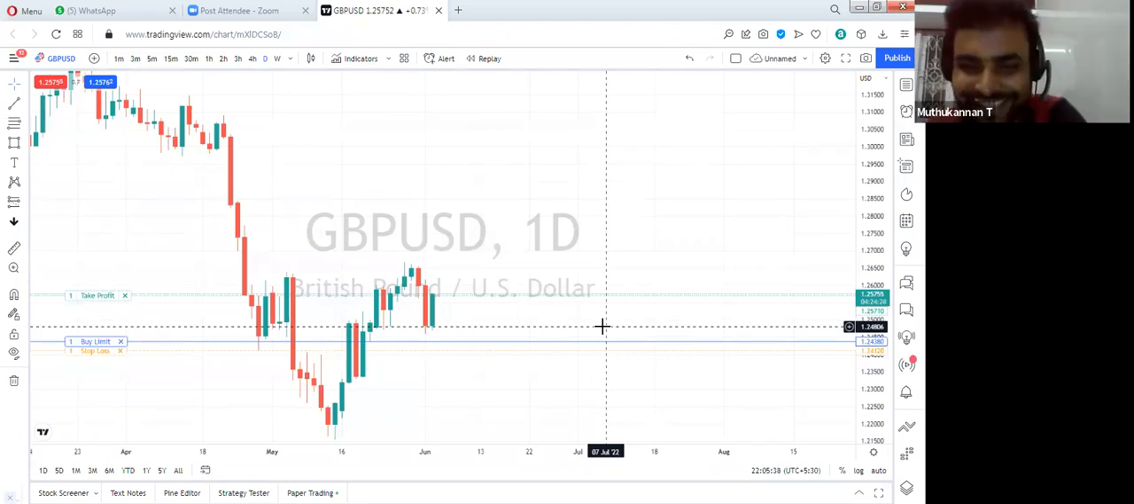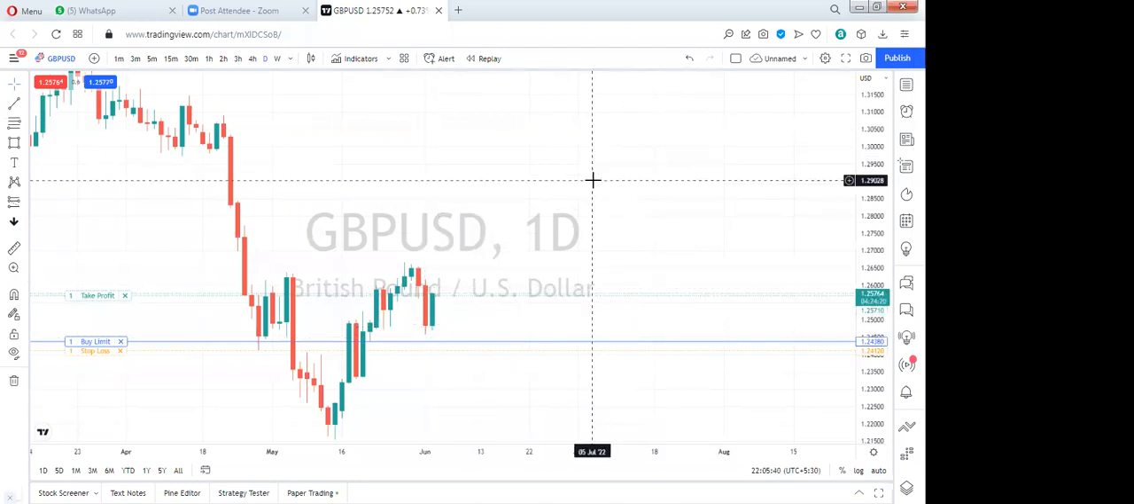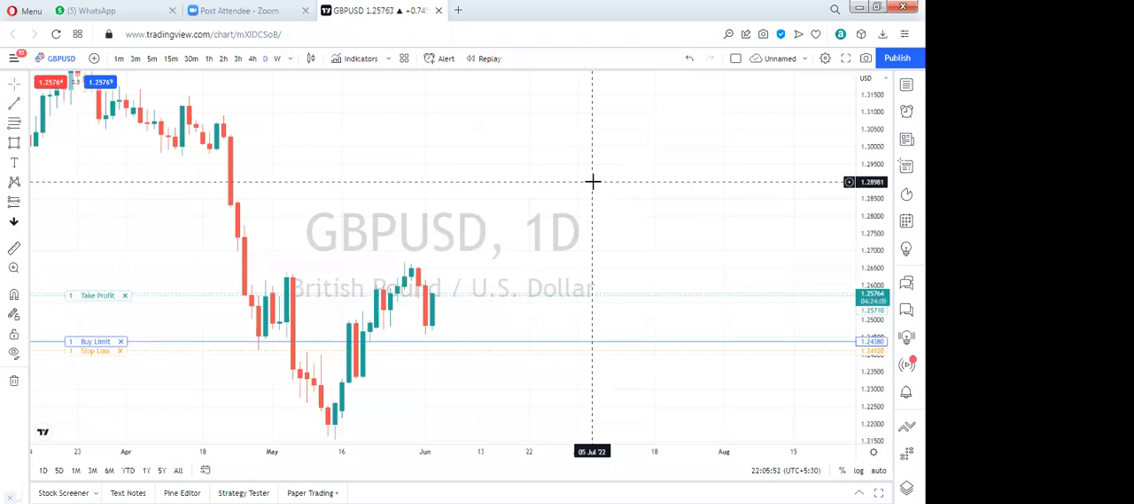Even in the 4-hour chart or 1-hour chart, the candles were not satisfactory, and there was nothing to indicate it would give this much reversal today only. So I was expecting this in the next week, not today.